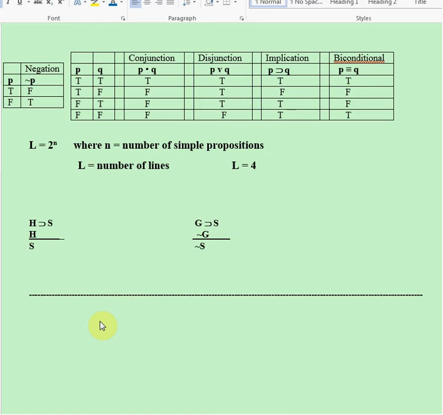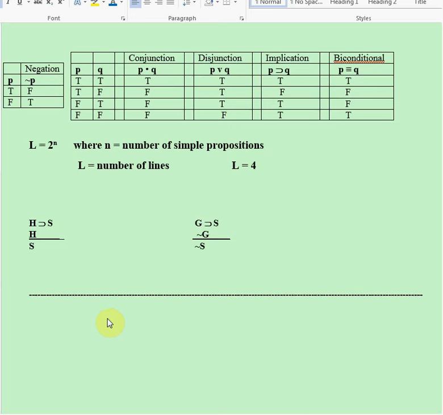Hello and welcome to this video on section 6.4 Truth Tables for Arguments Part 2. In this video what we're going to do is learn how to use truth tables to determine the validity of arguments. So we're going to use truth tables to find out if an argument is valid or not.